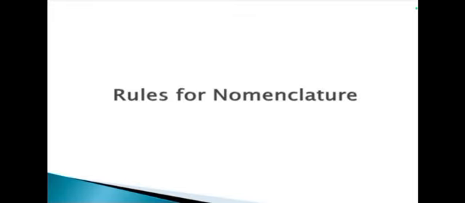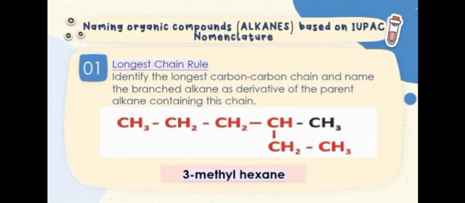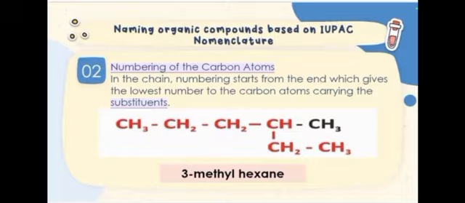Rules of nomenclature. First rule is naming organic compounds, alkanes, based on IUPAC nomenclature. First one, longest chain rule. Identify the longest carbon-carbon chain and name the branched alkane as a derivative of a parent alkane containing this chain. Example of the longest chain rule: the longest parent chain has a branch chain, the branch chain is three, methyl. 3-methylhexane.